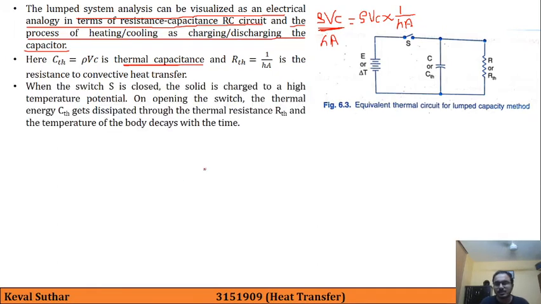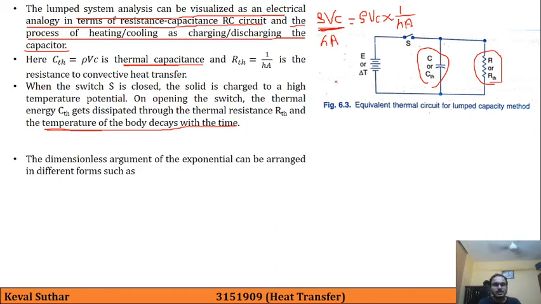Now here in this case, when the switch S is closed, the solid is charged with high temperature potential. On opening this switch, so first when we close the switch, this gets charged, and when we open this switch, this energy which was stored over here is dissipated through this thermal resistance, and the temperature of the body decays with time. So this acts as rho Vc and this acts as 1 upon HA. Now we will discuss the dimensionless argument of the exponential.